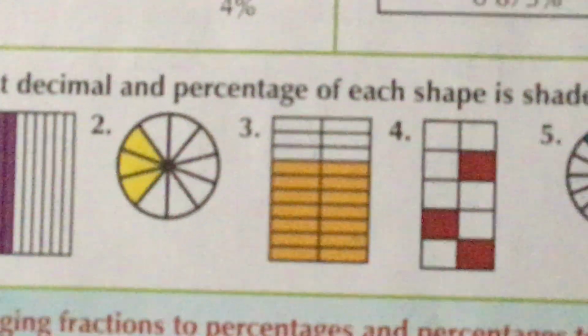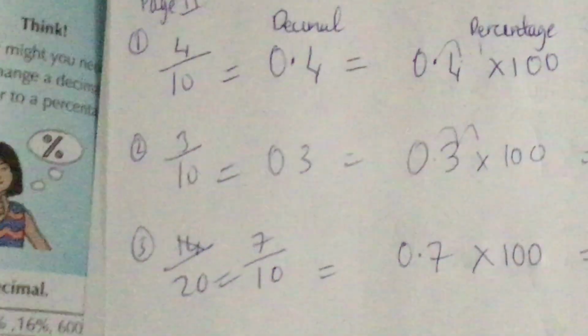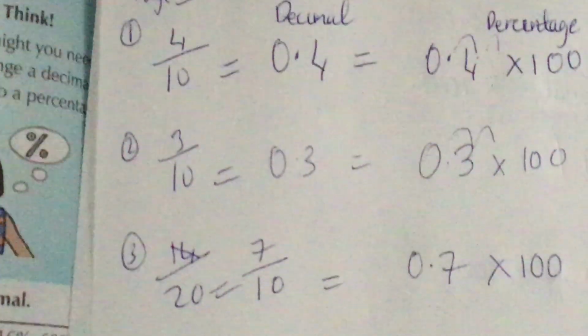Here we have 14 out of 20 were shaded. And I broke that down into its simplest form. 2 into 14 goes 7, and 2 into 20 goes 10.